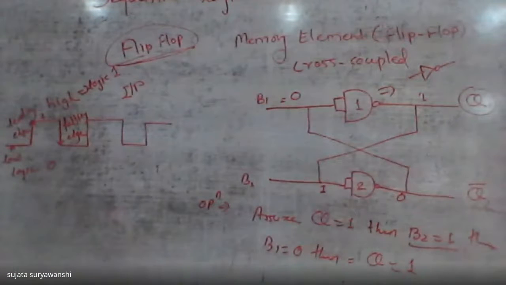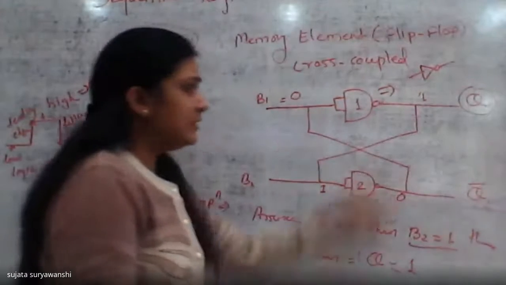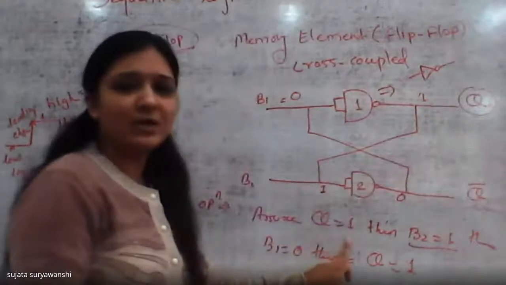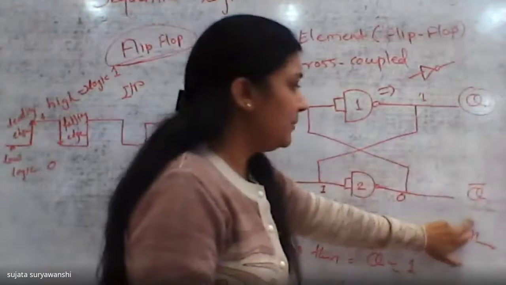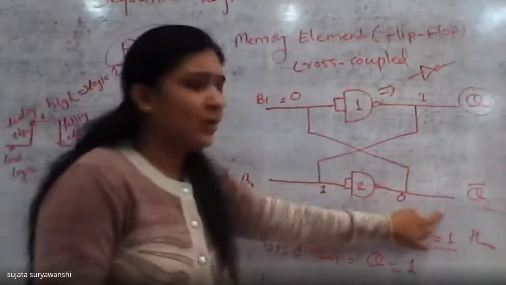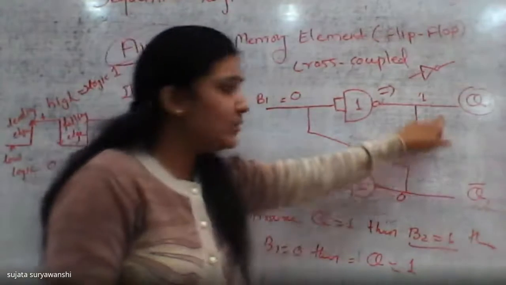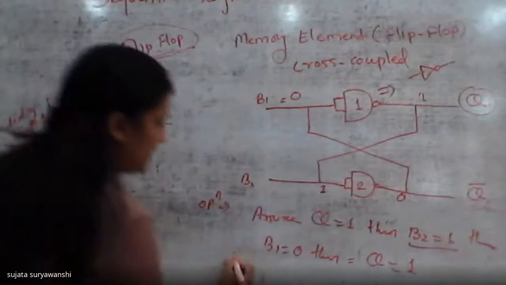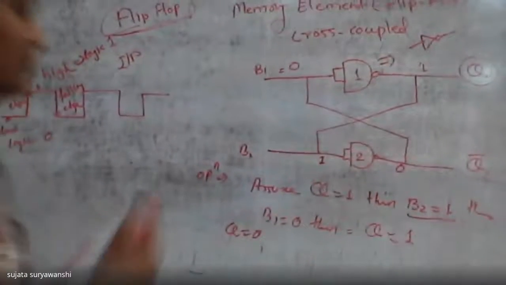Understood? It means that when Q is equal to 1, it continues to store value 1, and it will remain 1 always, and Q complement becomes 0. Q and Q complement, the outputs of this circuit, are complementary outputs, so if Q is equal to 1, then Q complement becomes 0. Now we'll see the next case: Q is equal to 0. Consider Q is equal to 0, then how will this circuit work?